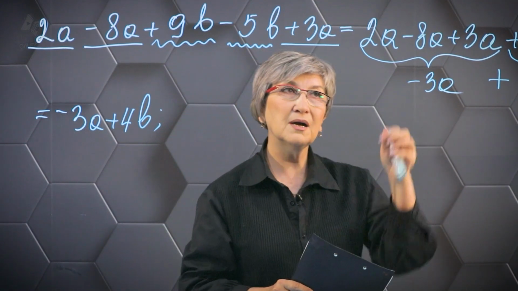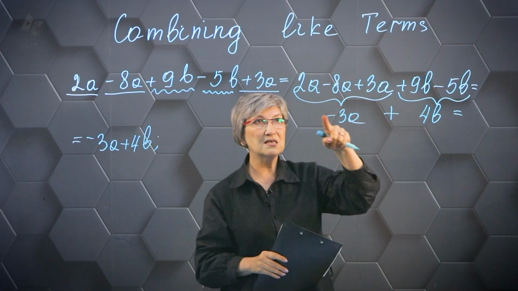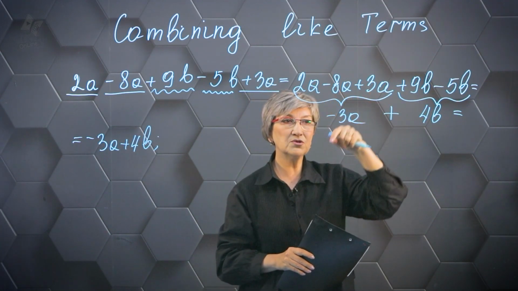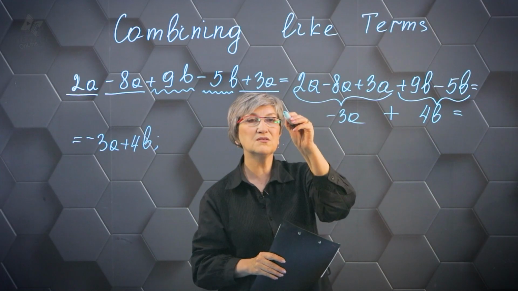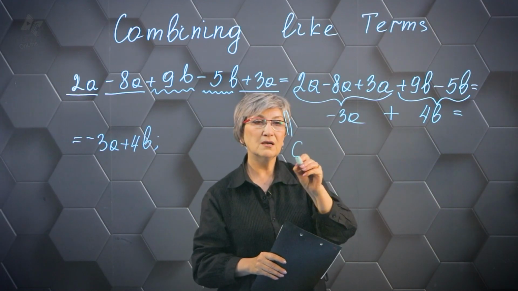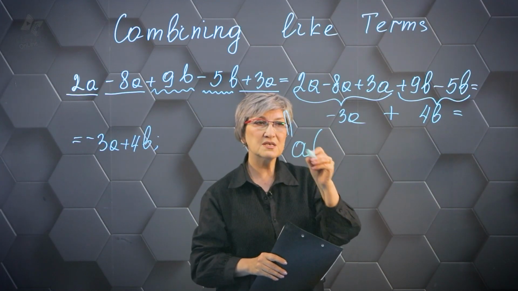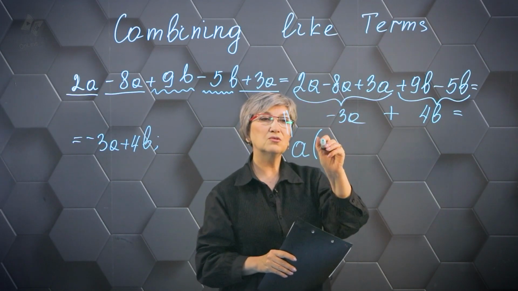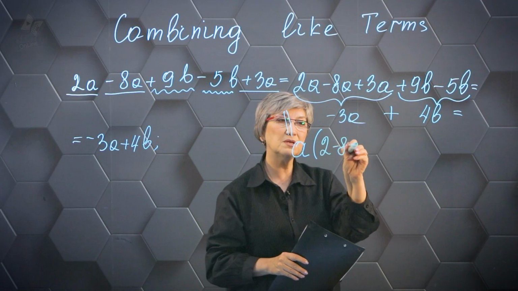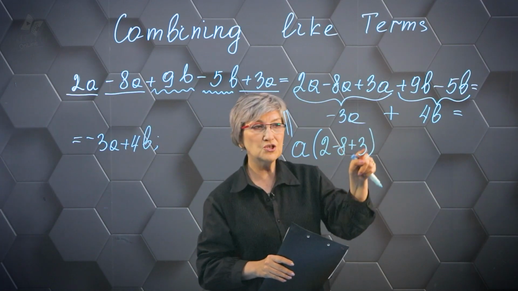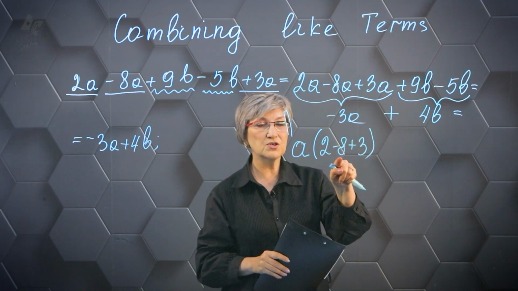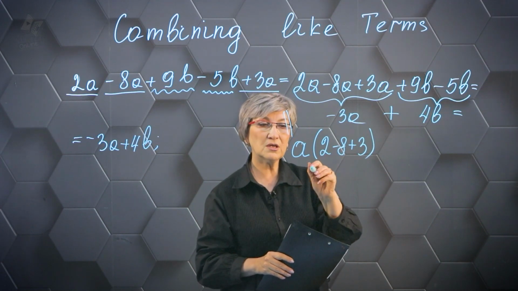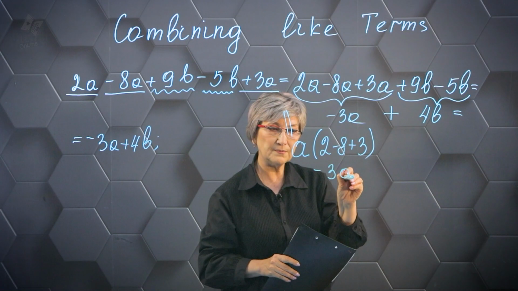I want to pay attention to performing the actions. If you find it difficult to count 2a minus 8a and plus 3a, you can write this action in another form. You can write a in front of the parenthesis and then write the coefficients in the parenthesis: 2 minus 8 and plus 3. And calculate what that equals. 2 minus 8 is minus 6. Minus 6 plus 3 is minus 3. The result is minus 3a.